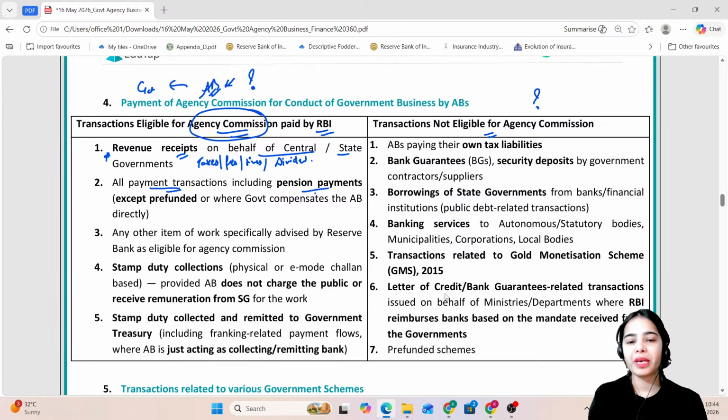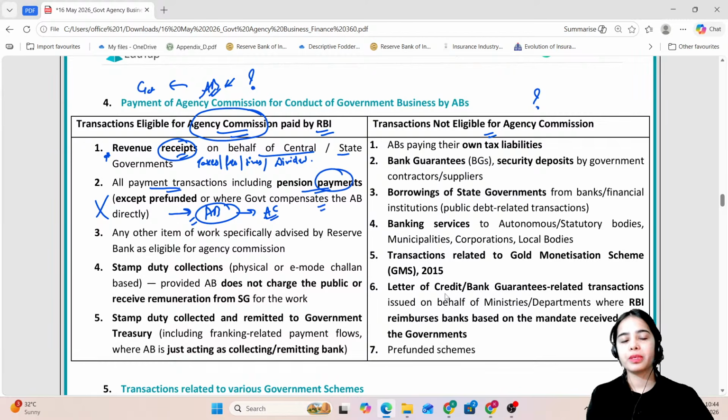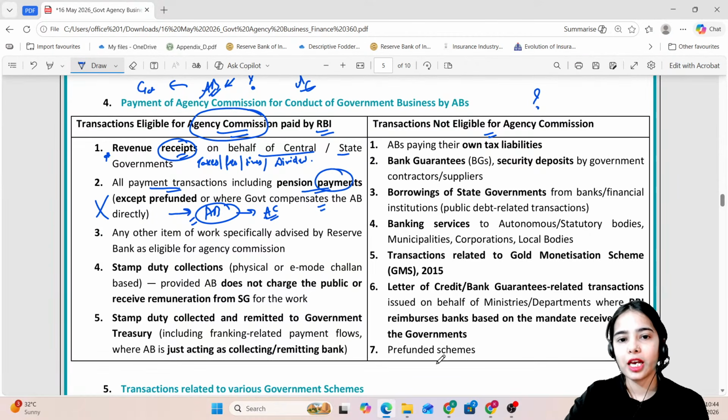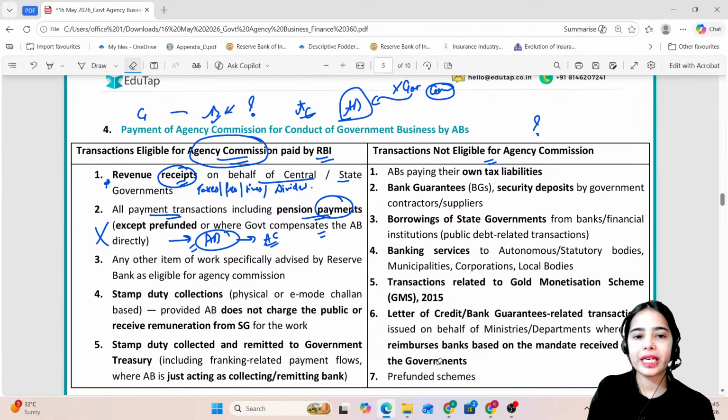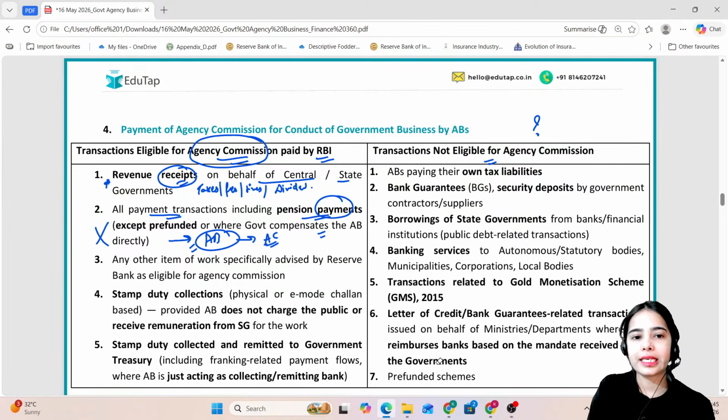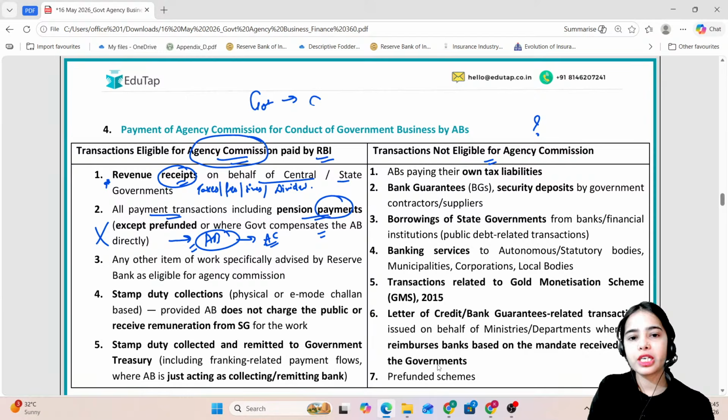All payment transactions including the pension payments. So let's say these are the receipts. Now payments: all the payment transactions, including the pension payment, that are paid by the agency bank on behalf of the central government or the state government. For this also the agency bank will get the agency commission, except for the pre-funded or where the government compensates the agency bank directly. Remember this: the agency commission will only be paid by the RBI when the agency banks have undertaken some activity for which the central government or state government is not paying. If the government has already paid the commission, then the RBI will not pay the commission. It's not like you get the commission from here, and from there also. The RBI has clearly said that if the government is providing you the commission, I will not.